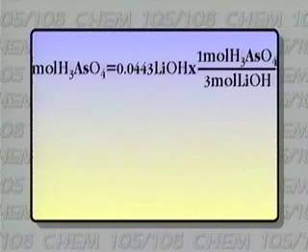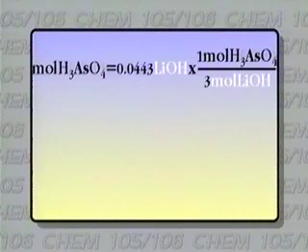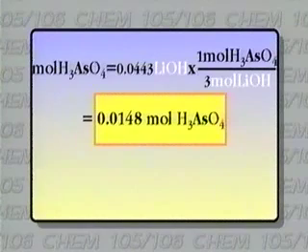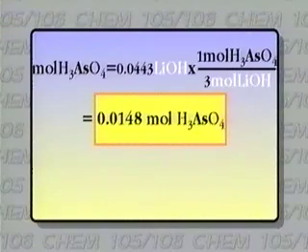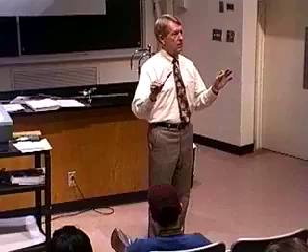Notice our units, moles of lithium hydroxide, cancel, and we then end up with a number at this point of, let's see, divide by 3. So we end up with 0.0148 moles of H3AsO4. 2/3 of the way done. The third step, solve for whatever units it is that we want.